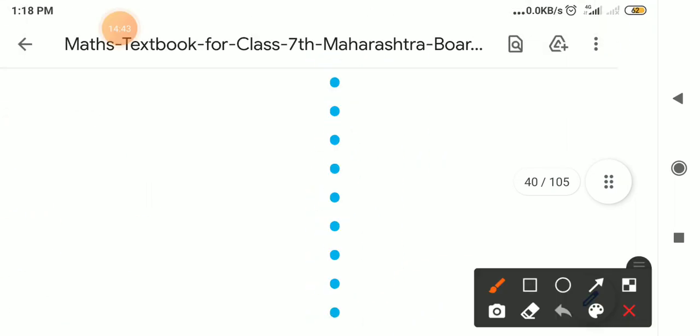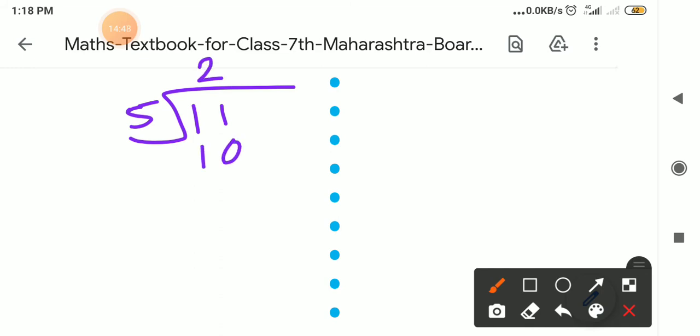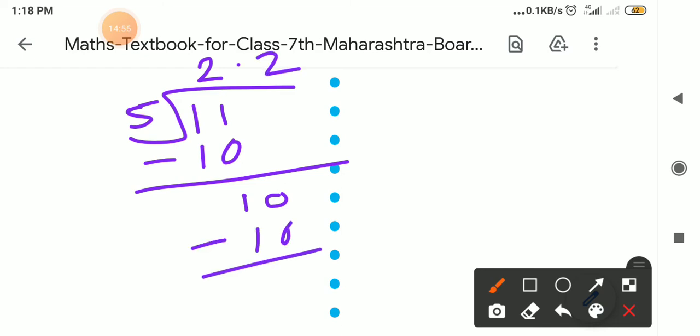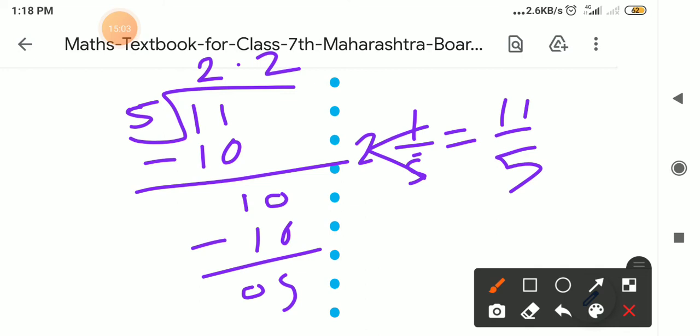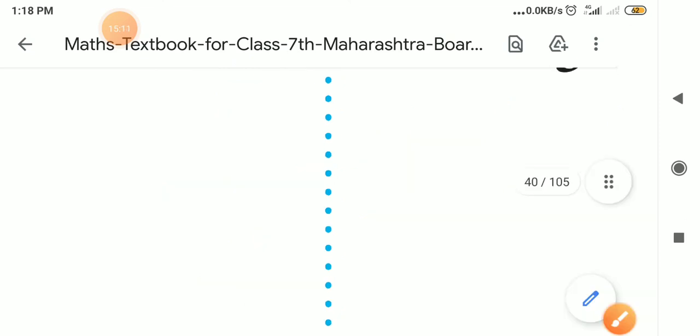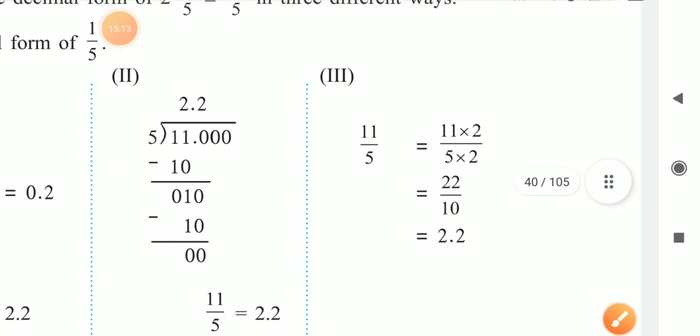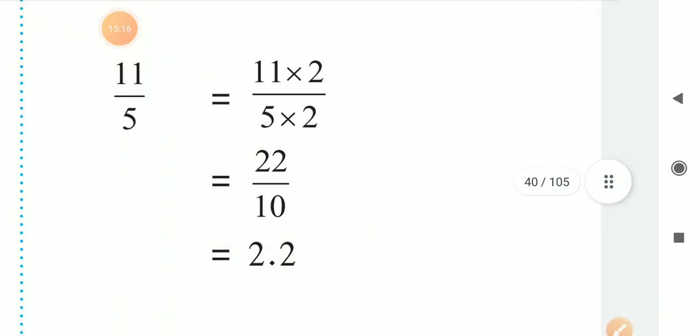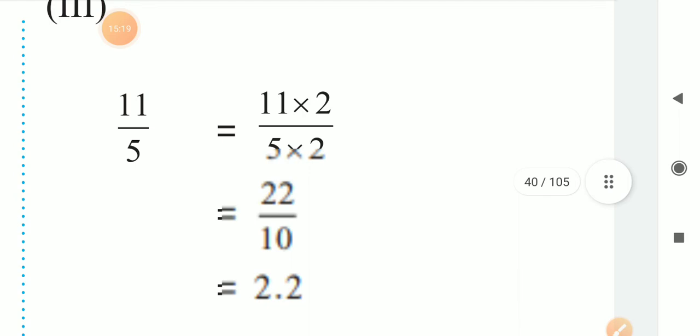I will show you better to see here. 11 divided by 5. So 5 2s are 10. 1 remains. 0 your own taken. That's why give the point here. And 5 2s are 10, subtraction. So 2 integer 1 upon 5 means only 11 upon 5. 5 2s are 10, 10 plus 1, 11 upon 5 equals 2.2. In this way we can solve the example. Same example, and the last method.